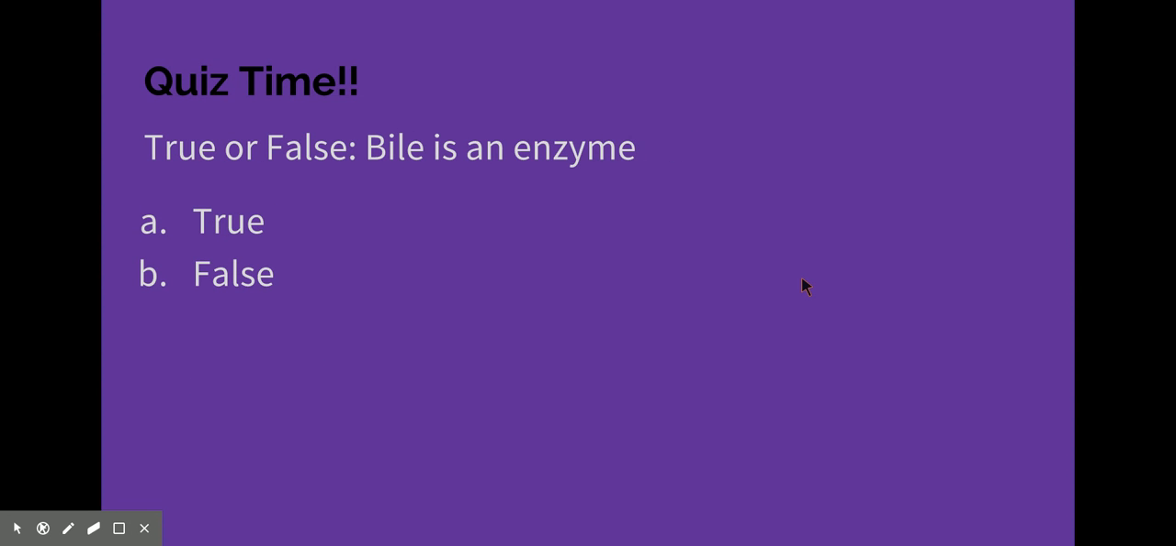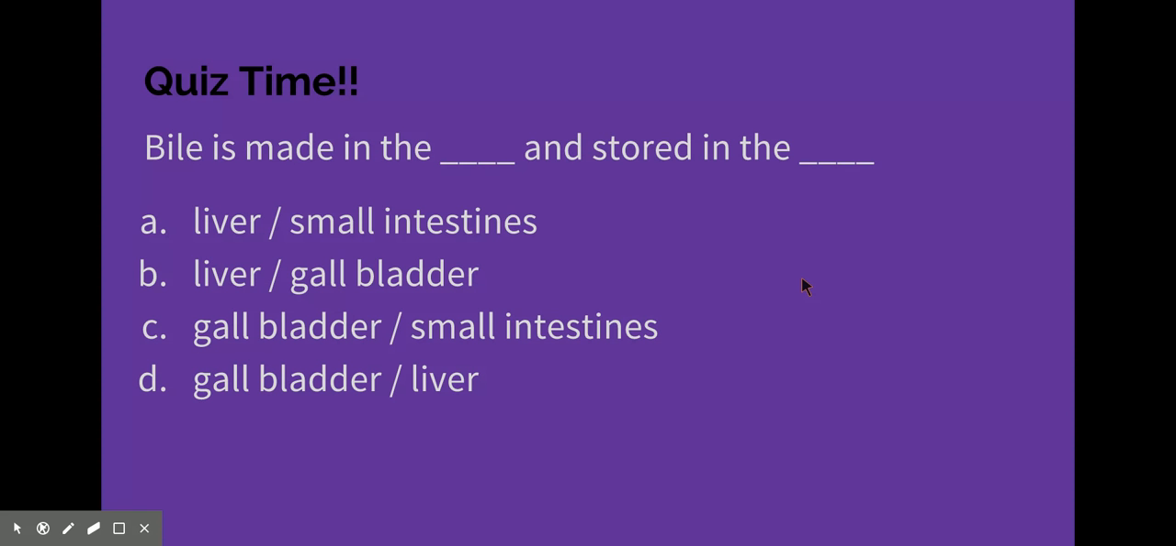True or false? Bile is an enzyme. Good, hopefully you got this. Bile, like hydrochloric acid, is a chemical. It's not an enzyme. So no, that is false. Number 3, bile is made in the blank and stored in the blank. Hopefully you're able to remember that bile is made in the liver and it's stored in the gallbladder.